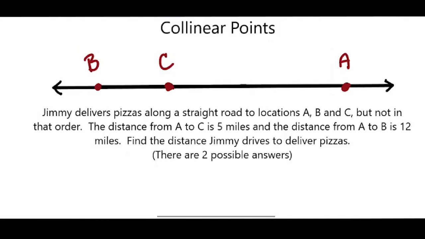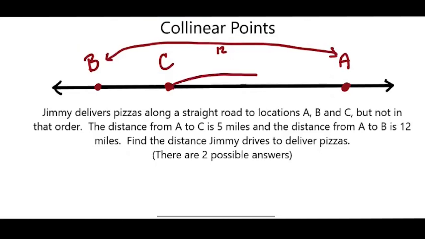Well, from A to B is 12 miles. So from here all the way over here is 12 miles. And then from A to C, from here to here is 5 miles. So find the distance Jimmy drives to deliver pizzas. Well, if he goes from A to B, that's 12 miles, and he can stop at C on the way. So the first answer would be 12 miles.